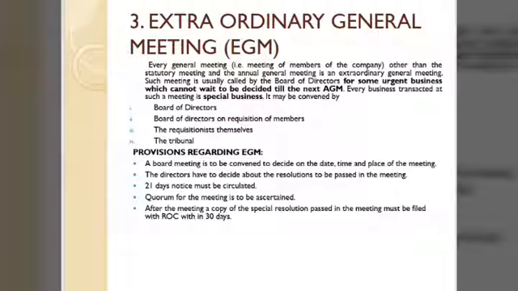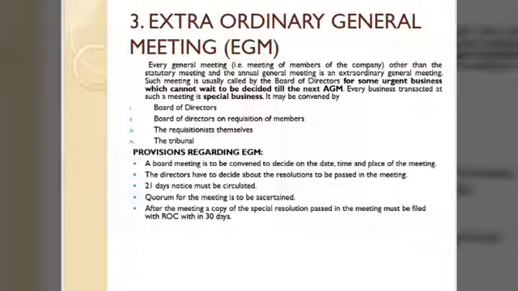Regarding the provisions of EGM, number one, a board meeting is to be convened to decide the date, time and place of the meeting. All the matters discussed in EGM are only special business and not ordinary business, because ordinary business will be transacted in the AGM, whereas special business which cannot be postponed will be transacted in the EGM. Then in the board meeting, the directors have to decide the resolutions to be passed and what businesses are to be transacted in the meeting.